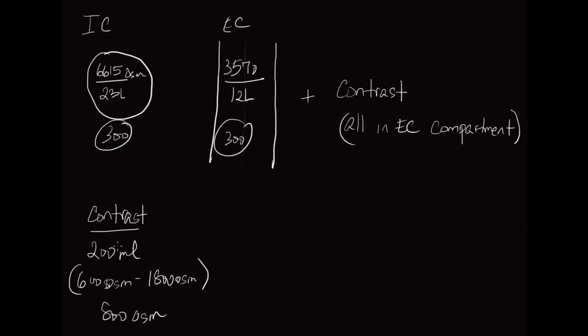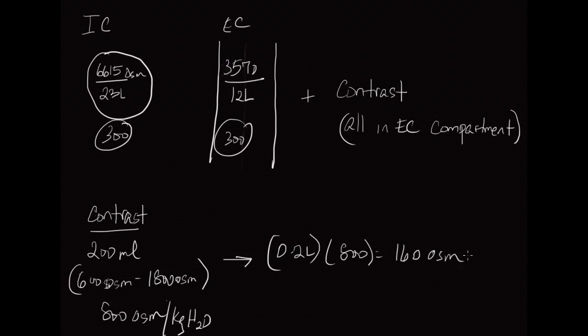Alright, so he gets 200 mLs of contrast. That's at 800 osms per kilogram of water. So how many osms does he get? So we just do 0.2 liters times 800, and he gets 160 osms. Where do those osms go? All of those osms go into the extracellular compartment because contrast stays in the extracellular compartment.